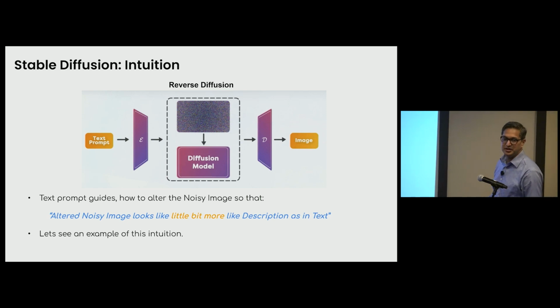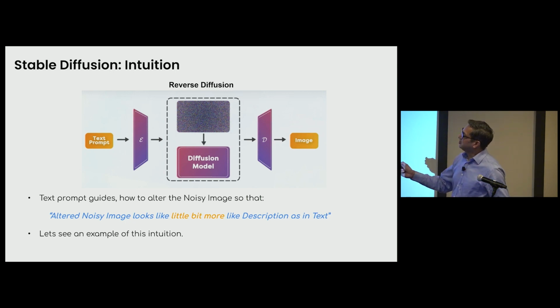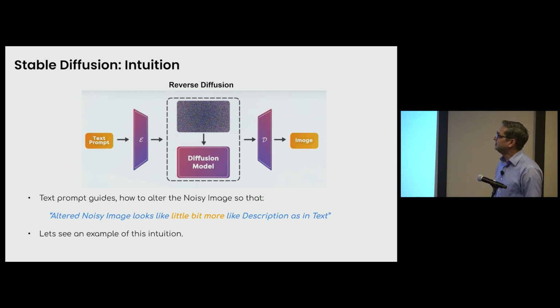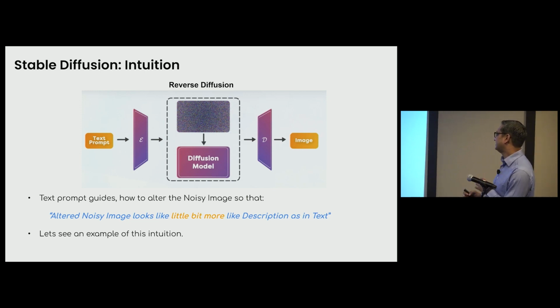Actual text which you enter doesn't get processed as it is. It gets encoded by some sort of encoder like CLIP, and we have some decoder which generates it like that. But what you have to understand is that this whole image basically means this statement: altered noisy images look a little bit more like the description in text.